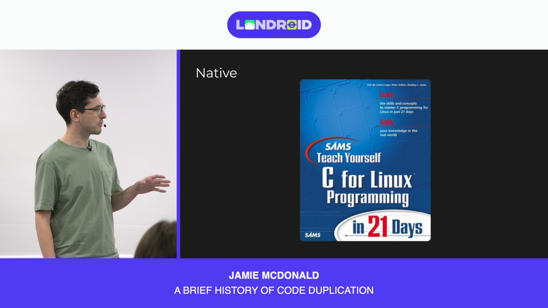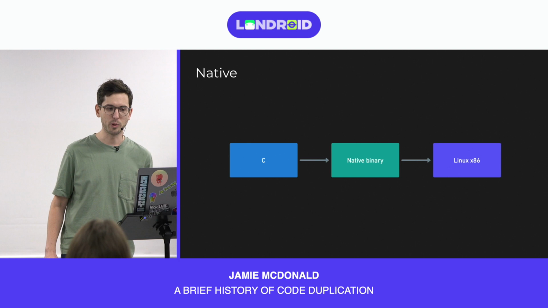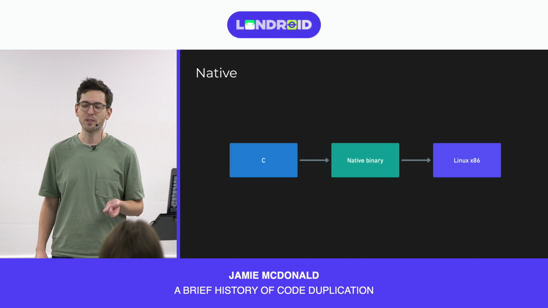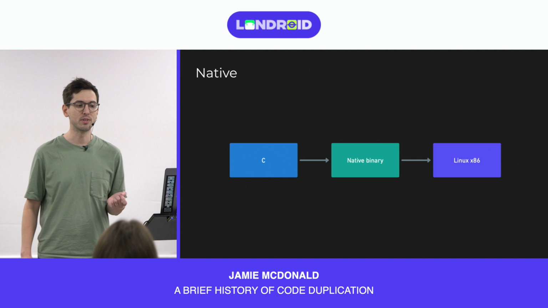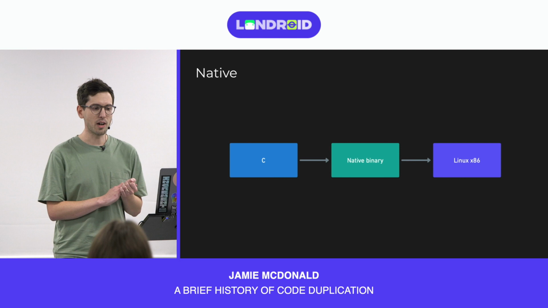When you write a program in C, you need to compile it for a specific CPU architecture and operating system. In this example, we're compiling C for Linux with an x86 CPU. If you want that program to run on multiple different platforms, you're going to need to compile multiple different binary builds. You may also need to adapt code that deals with operating system specific features like file systems or UI toolkits. This is essentially how iOS apps are built.